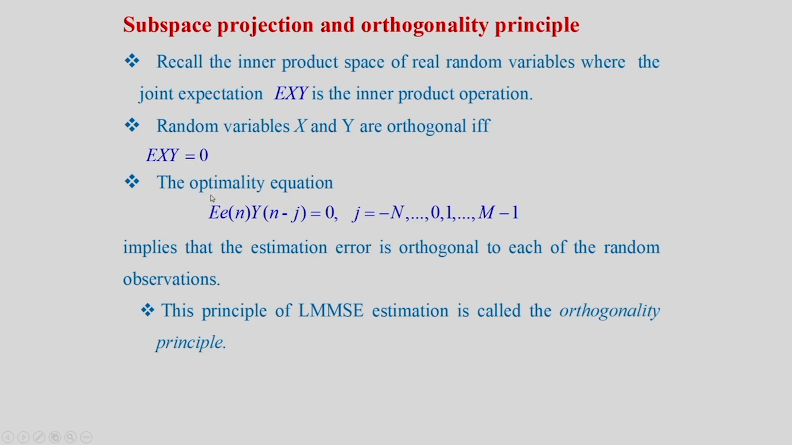This is the definition. Now, the optimality equation E of e[n] into y[n-j] equal to 0 implies that the estimation error is orthogonal to each of the random observations. For example, e[n] is orthogonal to y[n-1], etc. This principle of LMMSE estimation is called the orthogonality principle. That is, the error is orthogonal to each of the observation random variables.